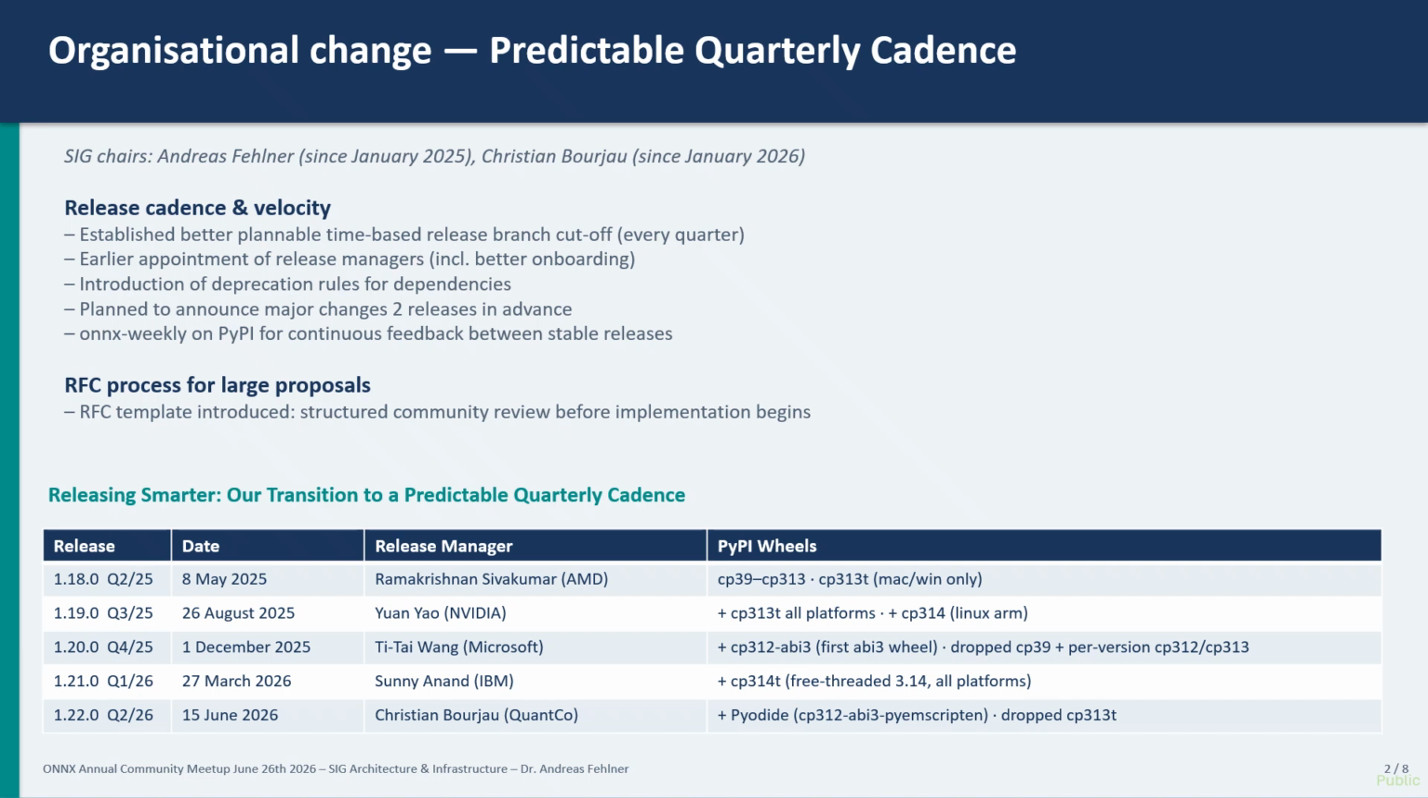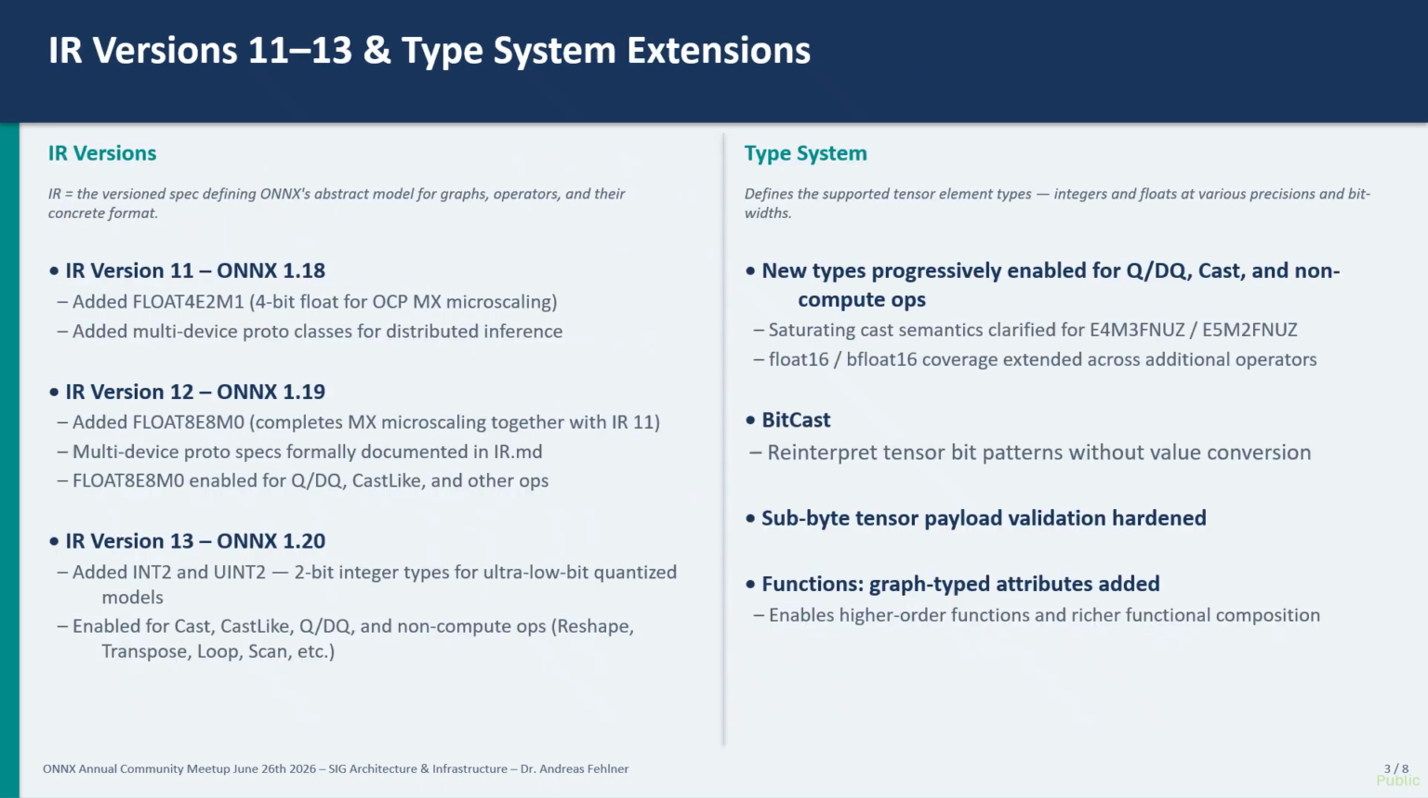The table on the slide shows our 5 releases. You can see the release dates, the release managers, thank you all, and our Python wheel coverage expanded with each release. The IR, the intermediate representation, is basically the core format that defines how ONNX models are structured. Every new IR version expands what kinds of data types and operations a model can actually express.